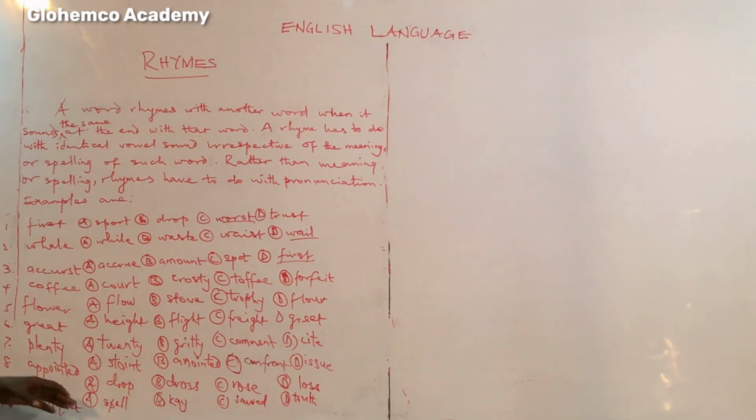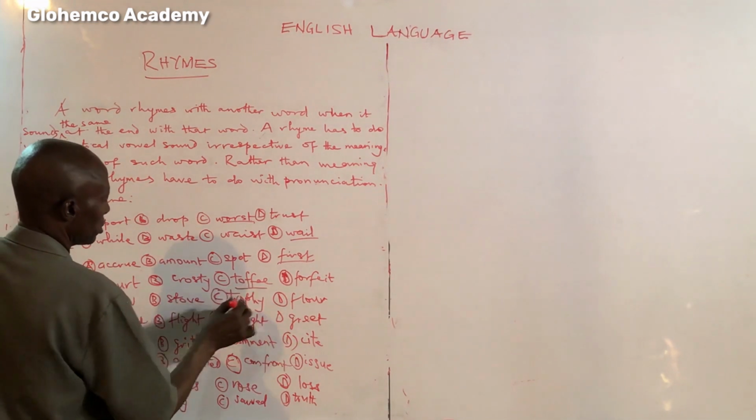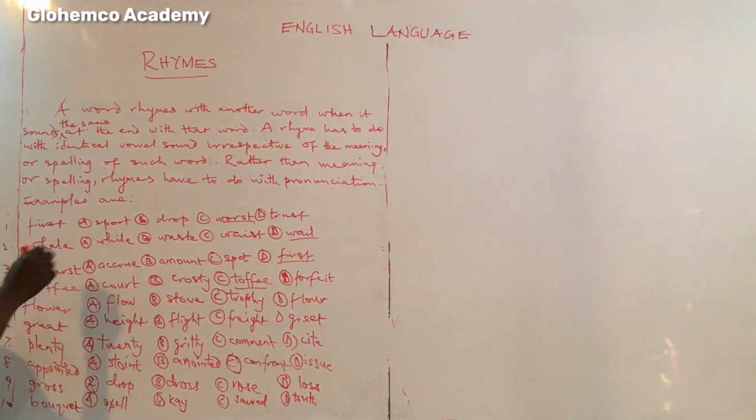Now, most of the time in knowing the answer to a rhyme question, you have to be very familiar with your vowel sounds. Now we have coffee. Another one to take note of is toffee. Because the first one is cold, the second one is crusty, and the third and the last one is forfeit.